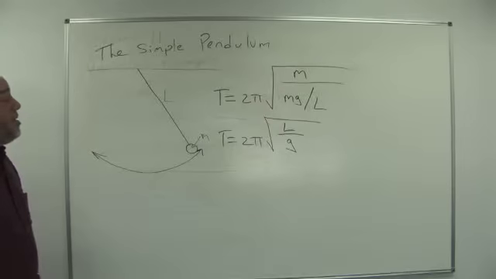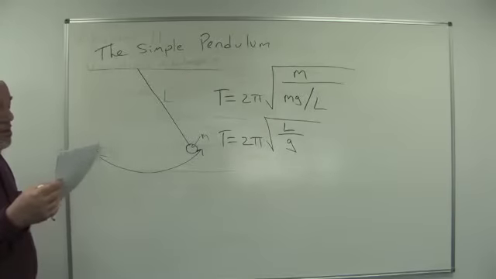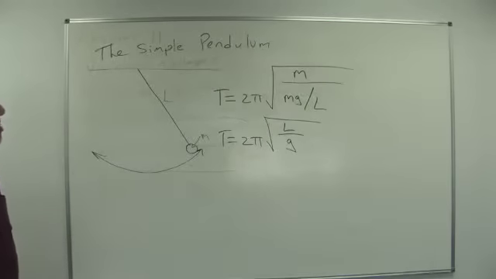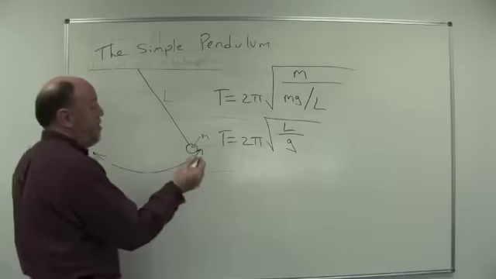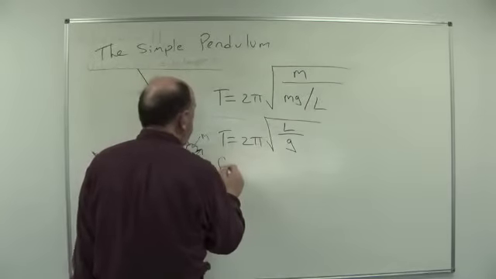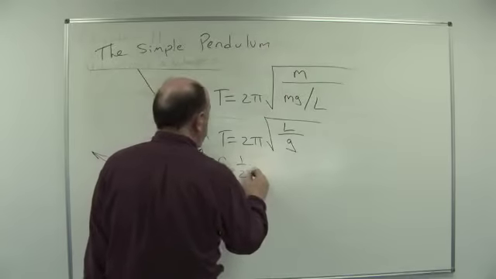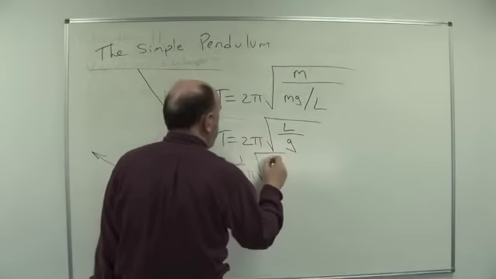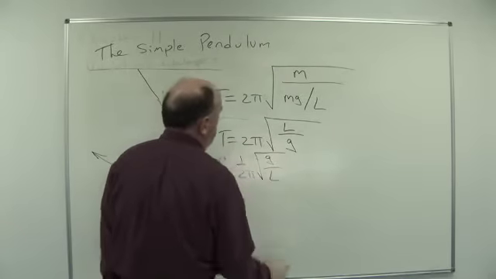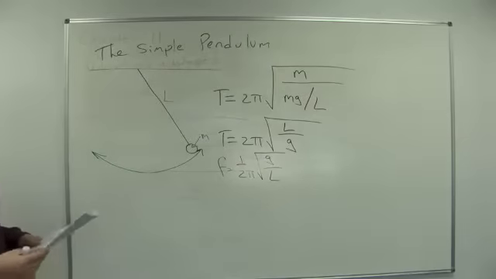So we get the period, and we could also look in terms of the frequency. Frequency and period are reciprocals of each other, so the frequency here will be 1 over 2 pi square root of g over L. And so we get the frequency of our system.